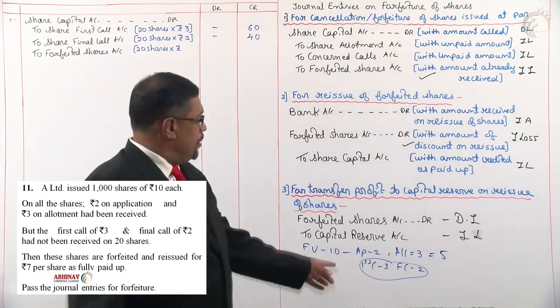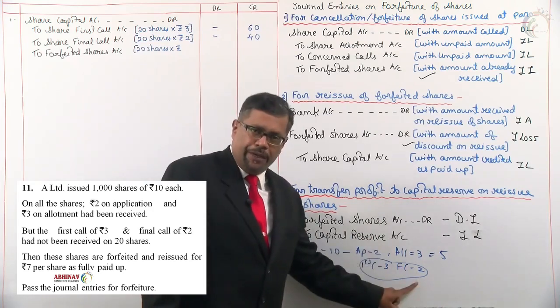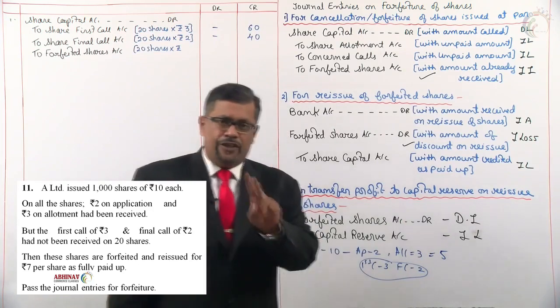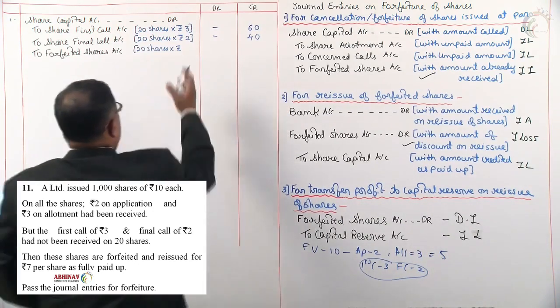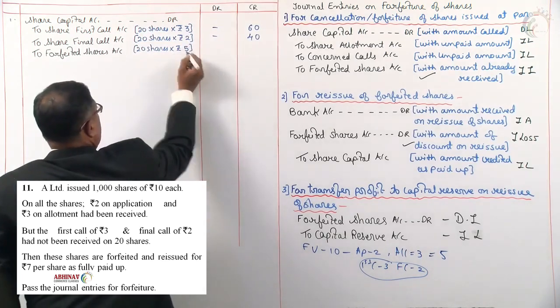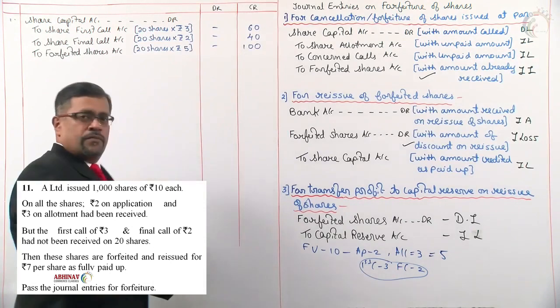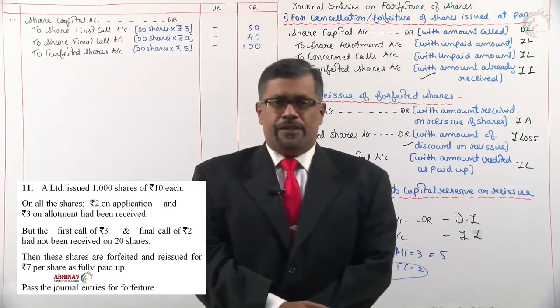I repeat, first call 3 rupees is unpaid. Final call 2 is unpaid. That means application and allotment we have received. Application 2, allotment 3, total 5 rupees we have received. 20 shares into rupees 5. What we get is rupees 100, which is the amount already received on those 20 shares.